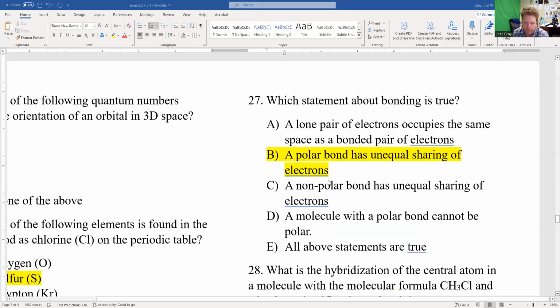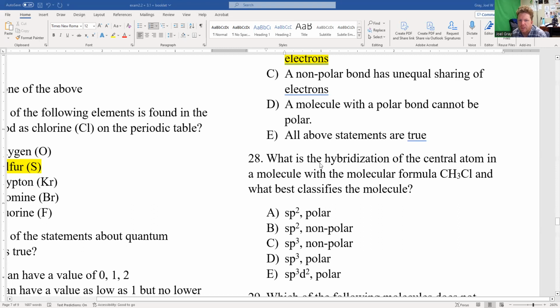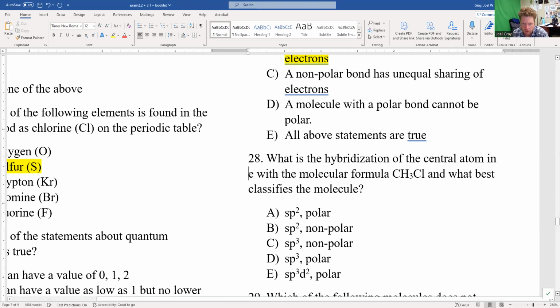All right, next question, number 28. What is the hybridization of the central atom in the molecule CH3Cl? What best classifies this molecule?